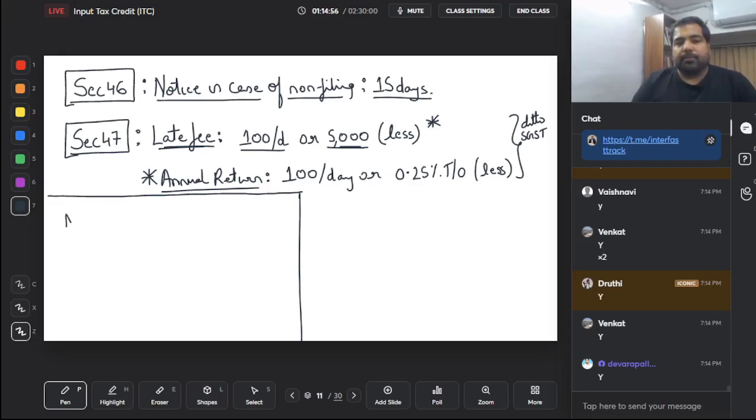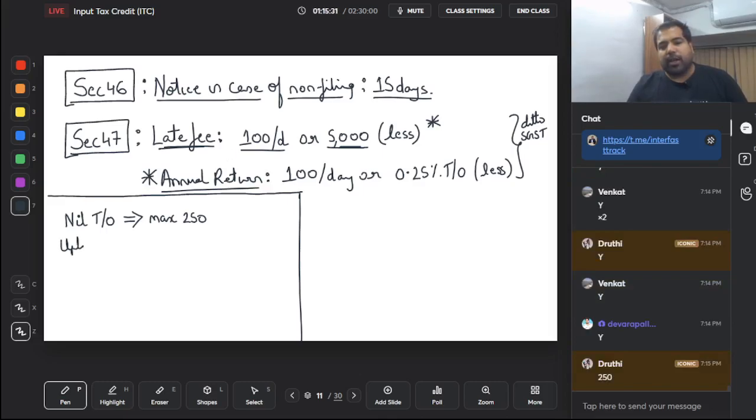They say if your turnover is nil, guys, nil turnover means, are you the smallest businessman? Yes. Then maximum only 250, not 5,000, guys. What is the maximum? 250 if your return is nil. So that cake shop owner, guys, who sells no cakes nowadays, what will be the maximum amount she'll have to pay? 250 per return. Yes.